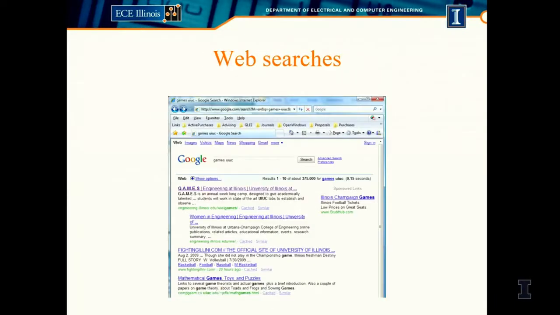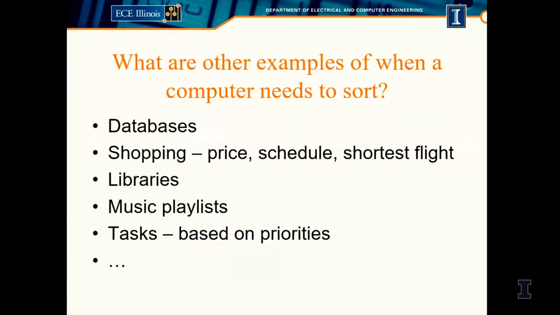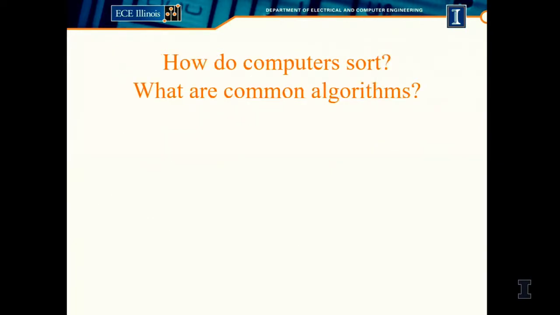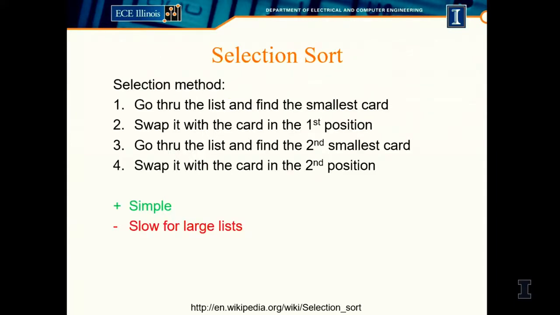What are examples of things that computers need to sort? Your file directories, your Google search results, databases, and so forth. There are many things that computers will sort. How do computers sort? What are common algorithms? The first method that some people learn is called selection sort. In selection sort, the idea is you want to find the very first element and put that at the beginning of the list. Then go through the list again and find the next largest element, and then the next largest element, and build up the list as you go, element by element.